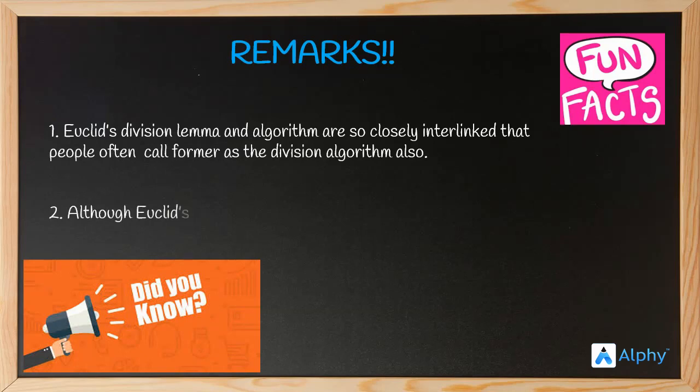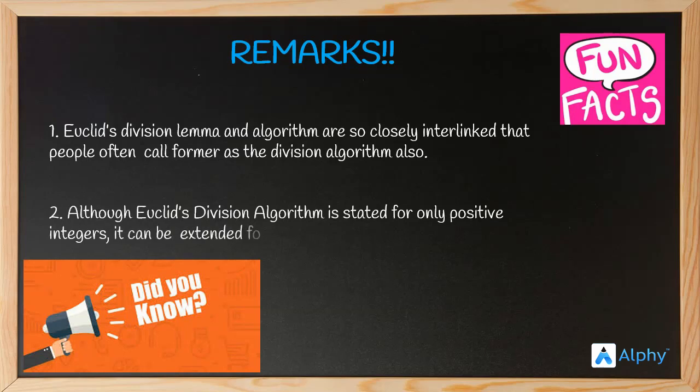The second thing which we have is that although Euclid's division algorithm is stated for only positive integers, it can be extended for all integers except 0. That is, b should not be equal to 0. You can search about it, but we're not going to discuss it today because this is beyond the scope of our discussion.